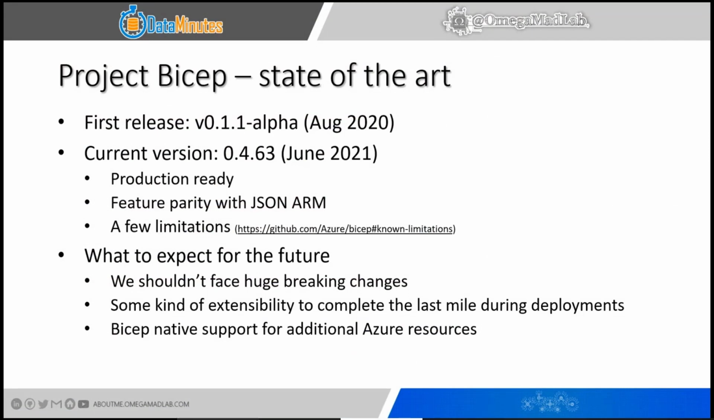Now, as of now, Bicep is in version 0.4 and is production ready and fully supported for your usage. You have full feature parity with JSON ARM, so you can start today translating your ARM templates into the corresponding Bicep files.